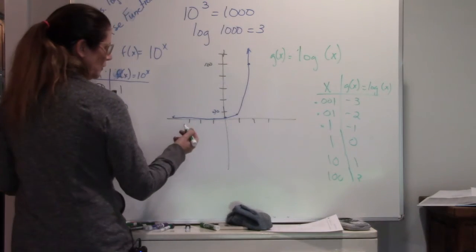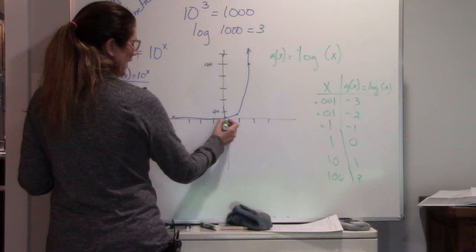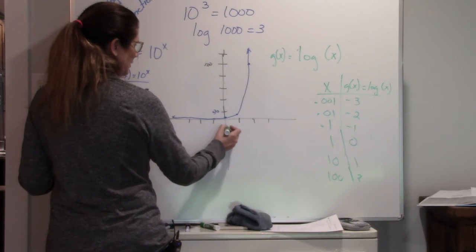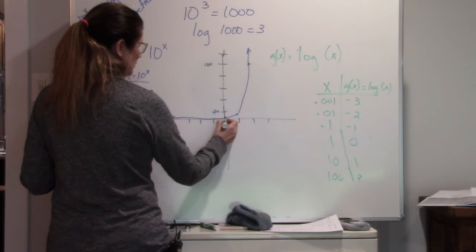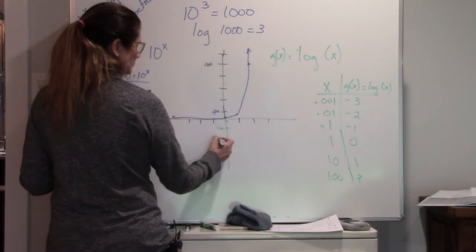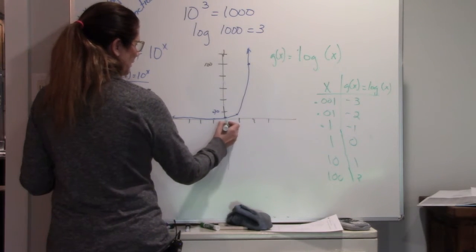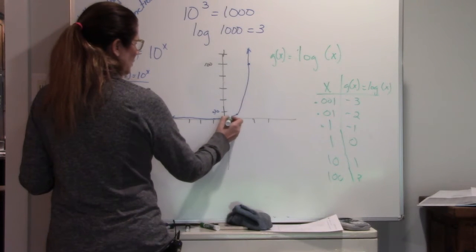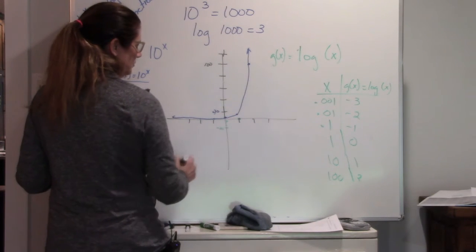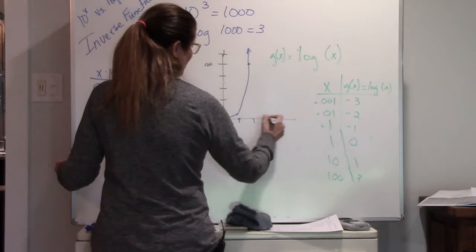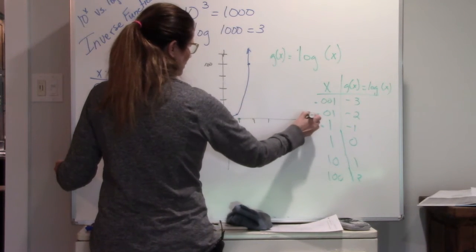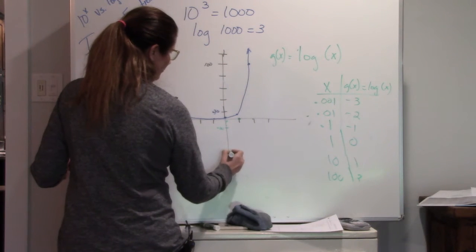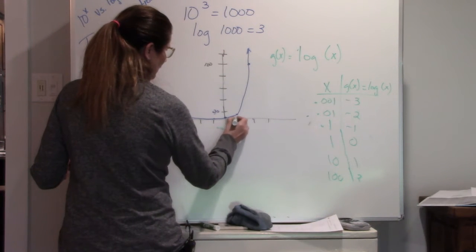So now we can graph it. So when I have 0.0001, I end up with negative 3. So this is negative 2, so it's going to be somewhere in here. And then negative 1. When x is 1, y is 0. When x is all the way out here at 10, y is 1. Okay, so your graph is going to do something like this.